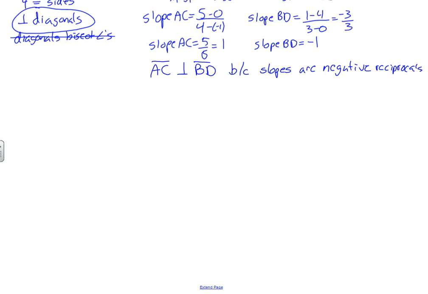Okay, so now what do we have? We have a parallelogram plus perpendicular diagonals. So we can say that ABCD is a rhombus because it is a parallelogram with perpendicular diagonals.